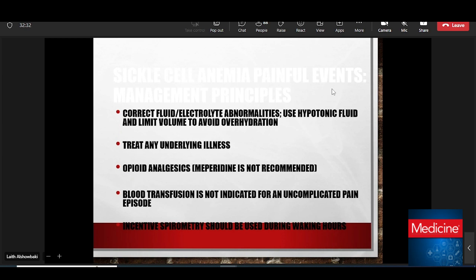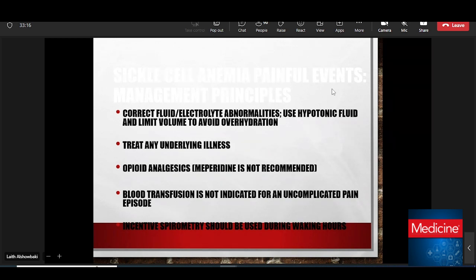So sickle cell anemia, painful events, management principles. Of course, you optimize the hydration status and electrolytes. You treat any underlying condition like an infection, hypoxia, stuff like that. You prescribe analgesia as required if it's not complicated. So what do we mean by complicated? The uncomplicated pain crisis is the pain crisis in which patients respond to the previous three therapeutic approaches: hydration, analgesia, and treatment of the underlying cause.